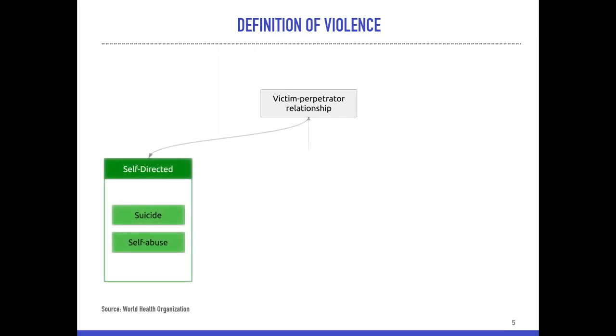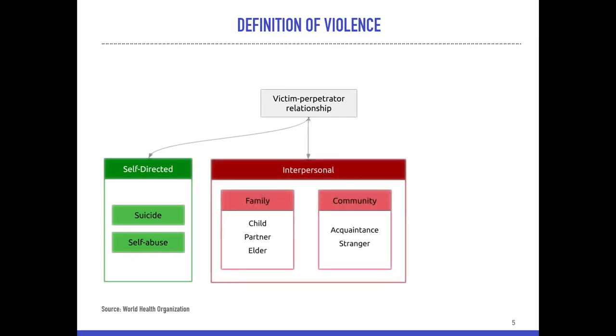For this, we're going to first try to understand how experts define and classify violence. The World Health Organization has a pretty neat typology that classifies violence from the perspective of the relationship between the victim and the perpetrator of violence. From this, we can say that a violent act is self-directed if the victim and the perpetrator are the same person, and this can be suicide or self-abuse. If the victim and the perpetrator are different persons, we have interpersonal violence, and this can be further divided into family and community violence depending on the specific relationship between them.